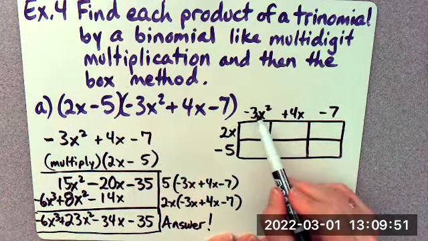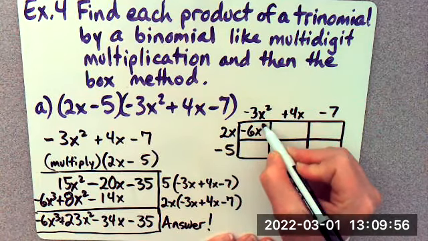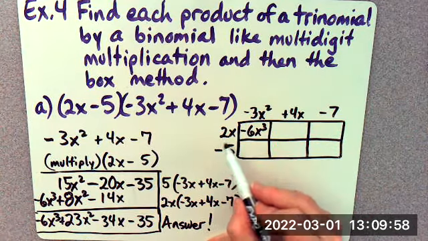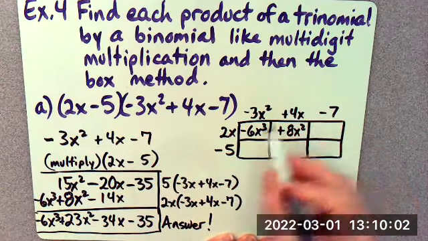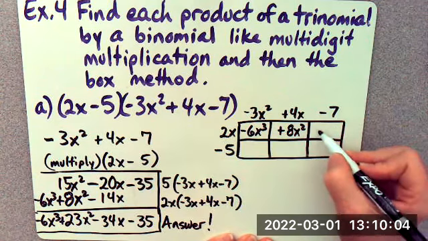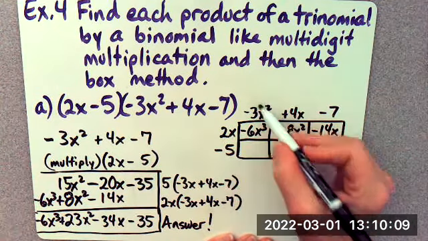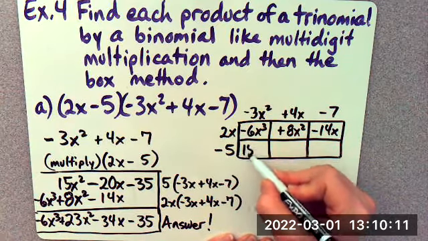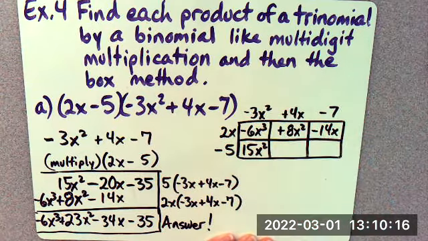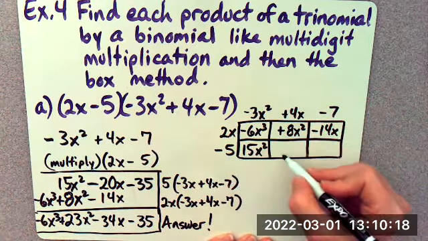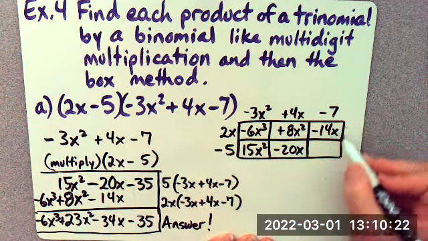All right, so this is negative 3x squared times 2x is negative 6x cubed. 2x times 4x is 8x squared, and 2x times negative 7 is negative 14x. So negative 5 times negative 3 is positive 15x squared. That's negative 3x squared there. Negative 5 times negative 4x is negative 20x, and negative 5 times negative 7.